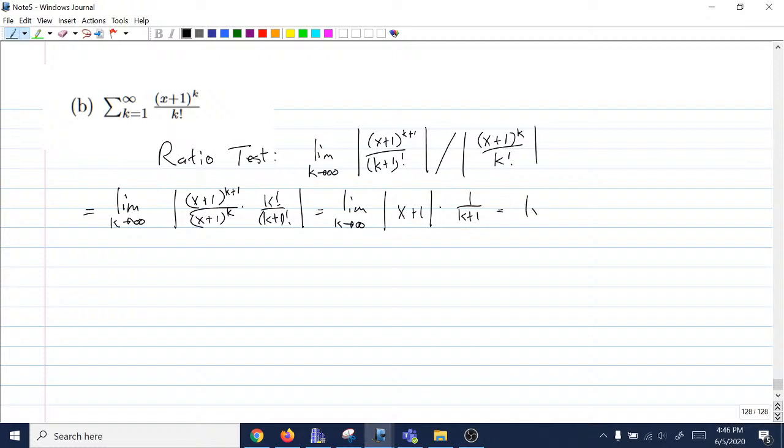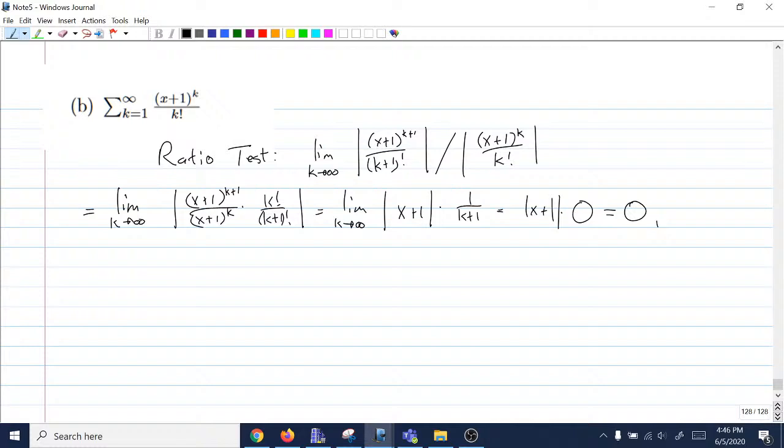This limit is the absolute value of x plus 1, as a constant, times a limit that is 0. Sometimes we have to think about special cases, like what if you're multiplying by 0, then it doesn't go to infinity. That's not happening here. Maybe x plus 1 is 0. That just makes this go to 0 even better. The ratio test gave me a limit of 0 no matter what x is.